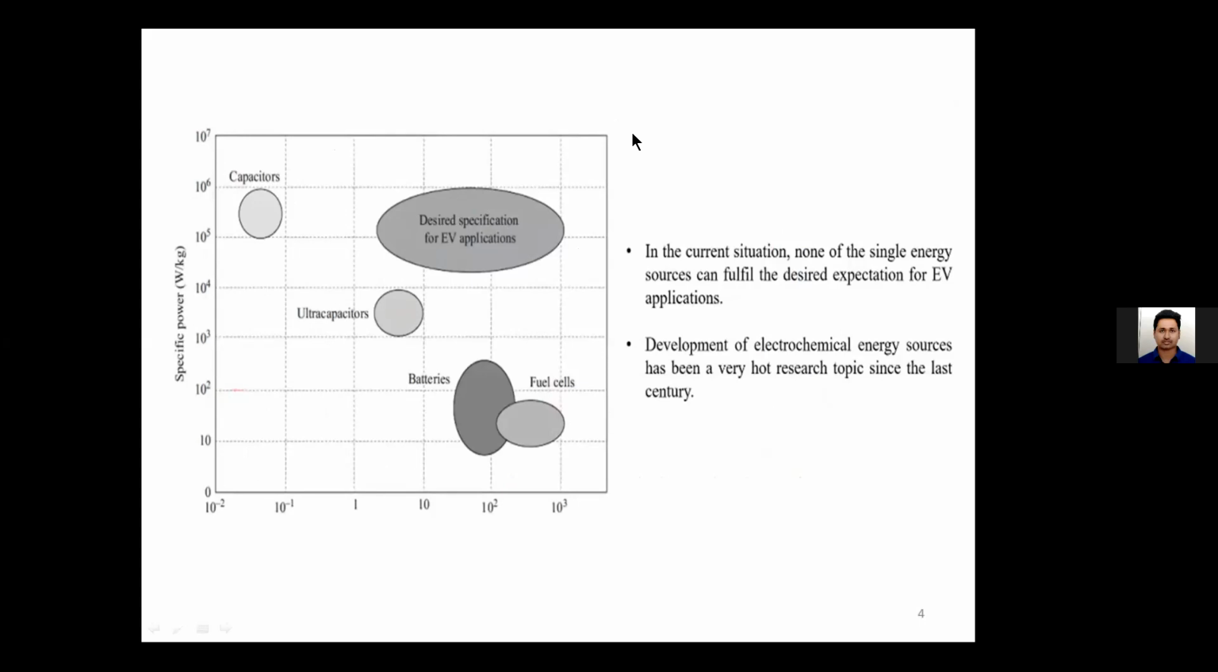So what is power density? The amount of power it can give for a unit weight of the energy source. Similarly, the energy density, here it's basically specific energy on the x-axis. So energy density means the amount of energy it can deliver for unit weight of the energy source.